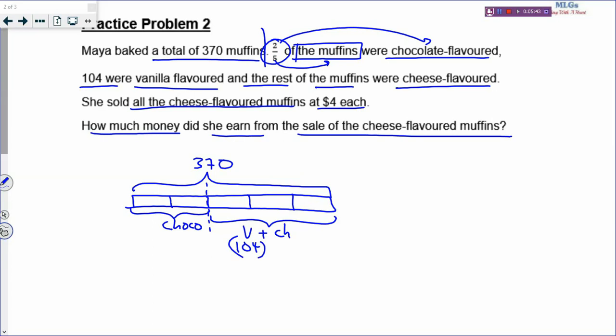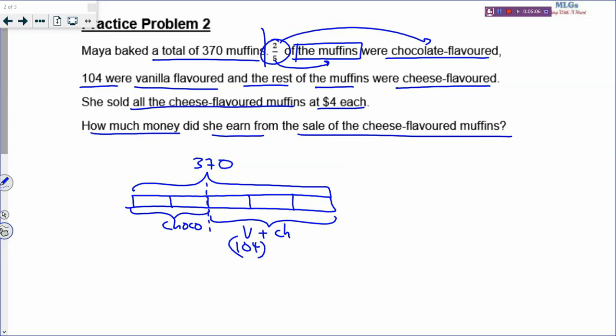Now if you can't put the $4 in the model, or if you are not sure how to put, then you don't have to put. So how much money did she earn from selling the cheese flavored muffins? So this model is referring to how many. Alright, it's not referring to how much. So if you can't put the question mark, then you don't put, because you're supposed to find how much money she earned from selling the cheese flavored.